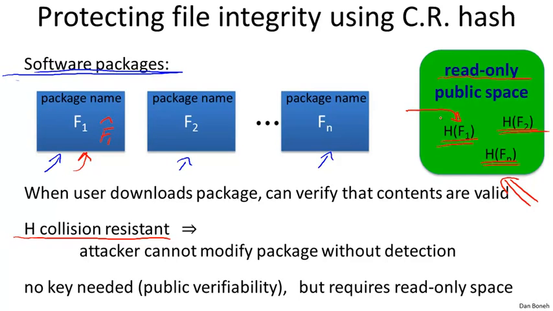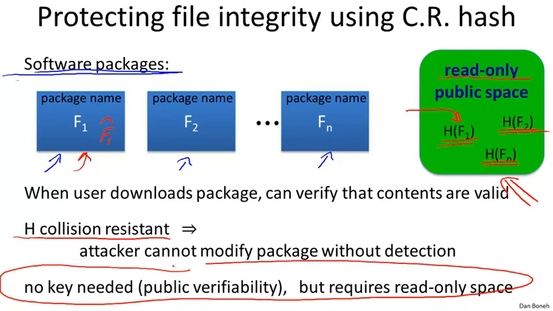The reason I brought up this example is I wanted to contrast this with the MAC example. We kind of saw a similar situation with MACs. In the MAC example, we needed a secret key to verify the individual file tags, but we didn't need a resource that was a read-only public space. With collision-resistant hashes, we kind of get the exact complement, where in fact we don't need a key to verify. Anyone can verify. You don't need a secret key for it. However, now all of a sudden we need this extra resource, which is some space that the attacker cannot modify.